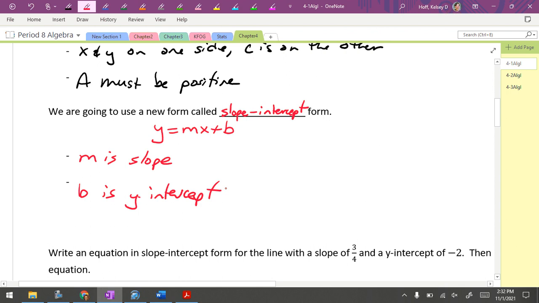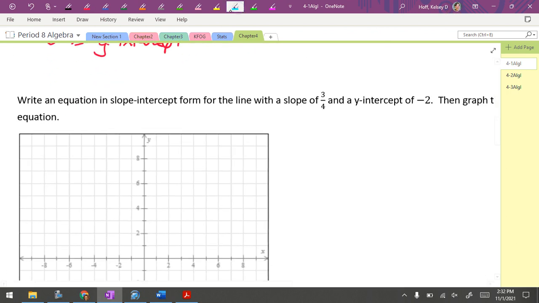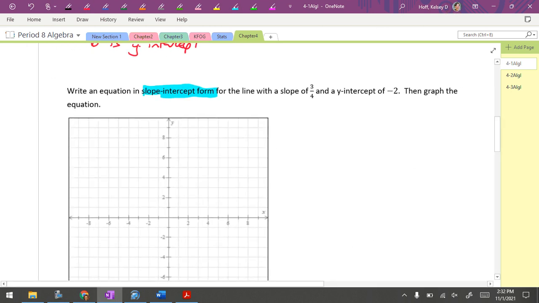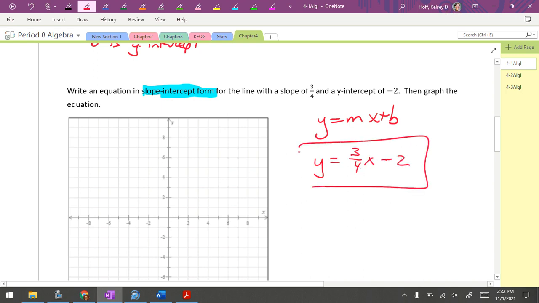Okay? Write an equation in slope-intercept form for the line with a slope of 3/4 and a y-intercept of -2. Then graph the equation. Slope-intercept form, y equals mx plus b. You're going to replace m, you're going to replace b. What are you replacing m with? 3/4. What are you replacing b with? -2. So your equation would read y equals 3/4 x minus 2. Don't write plus a negative, right? That gets messy. -2. So there's the equation.